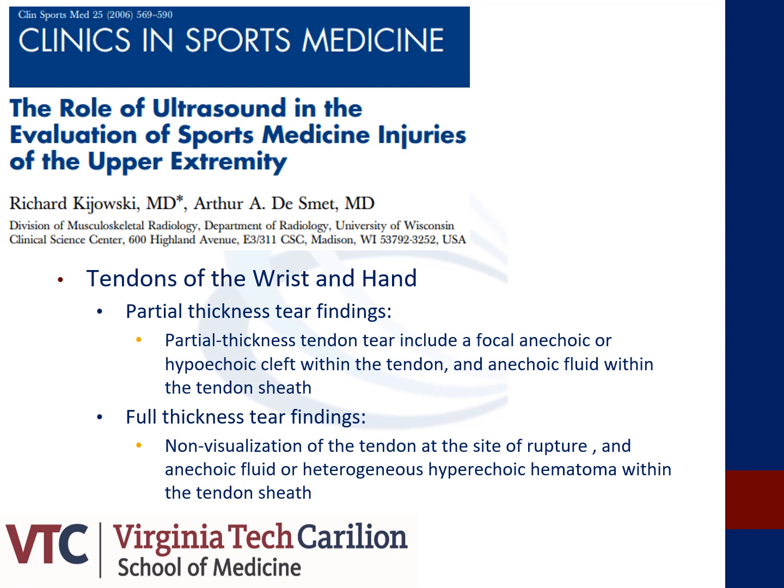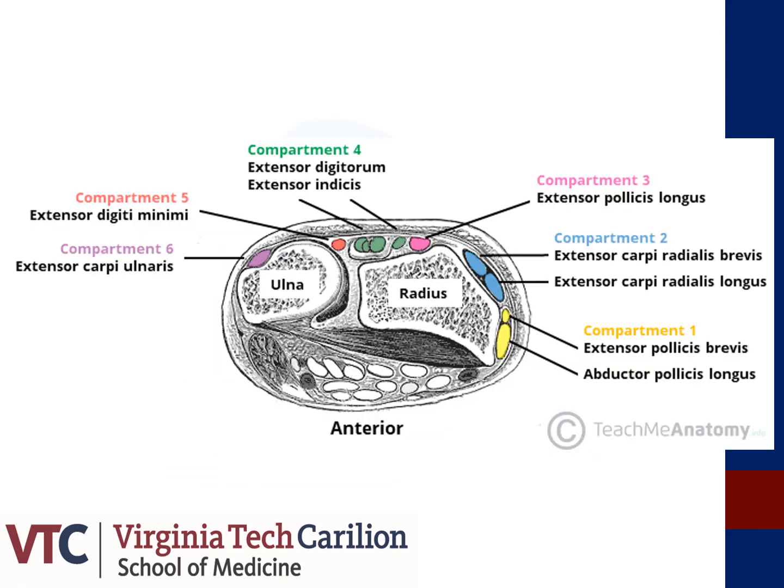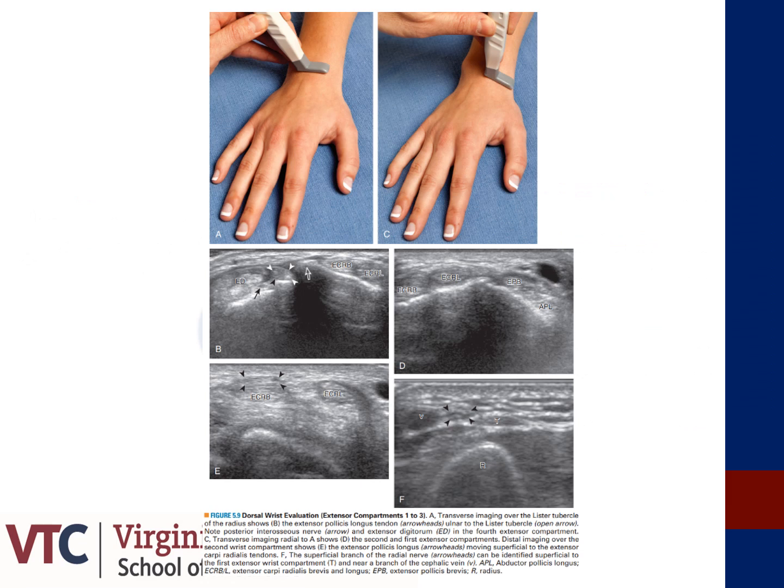Full thickness tears, unsurprisingly, will demonstrate a non-visualization of the tendon where it should be, consistent with the site of rupture. Or you may see some heterogeneous hyperechoic hematoma at the site of rupture within the tendon sheath, consistent with a full thickness tear. This is an image of your extensor compartments. We will be stepping in a radial to ulnar fashion through the compartments utilizing the ultrasound. We will step wise through what these images show.